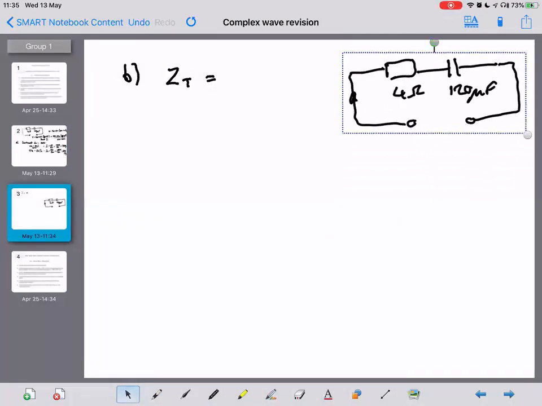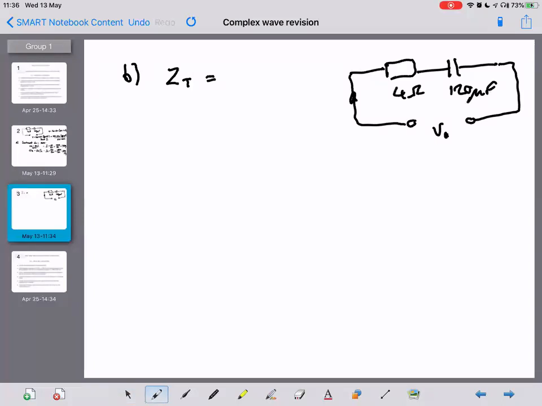Would it be ZT equals VT over I? Yeah, but you know V, but you don't know I. So we've got to work out I, have we? But you've got a resistor and a capacitor in series.